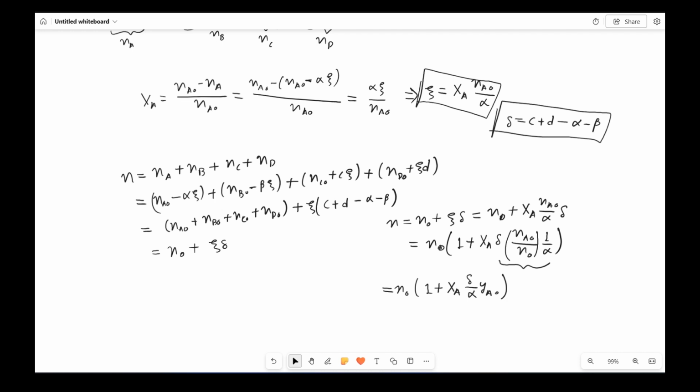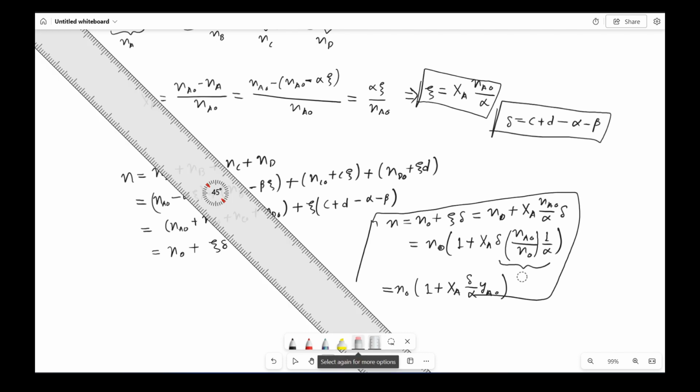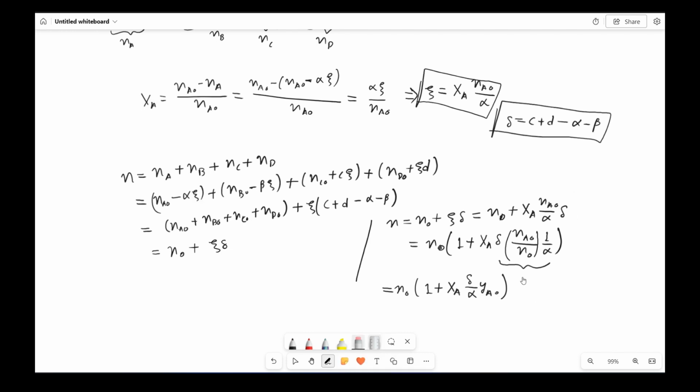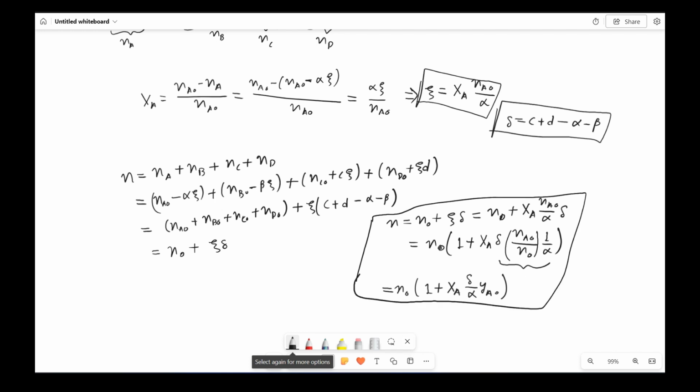This is a kind of shortcut. This expression, you can use it like a shortcut. Okay? This expression can be used as a shortcut.